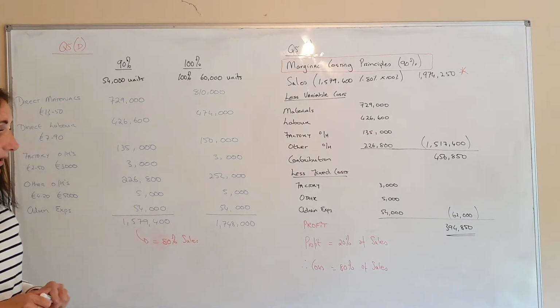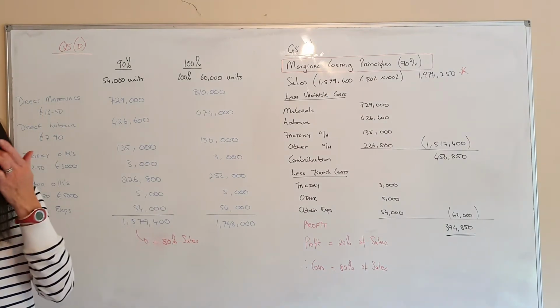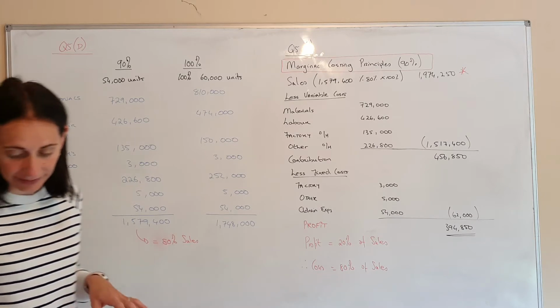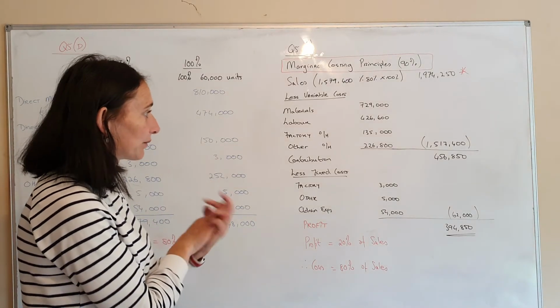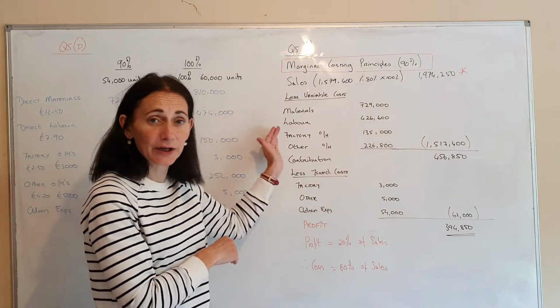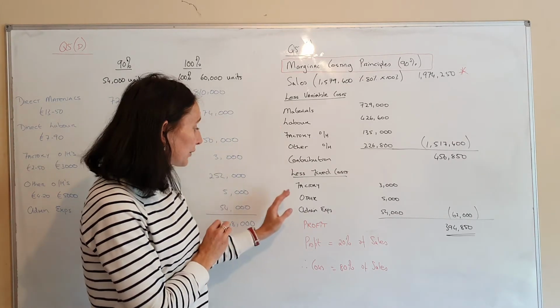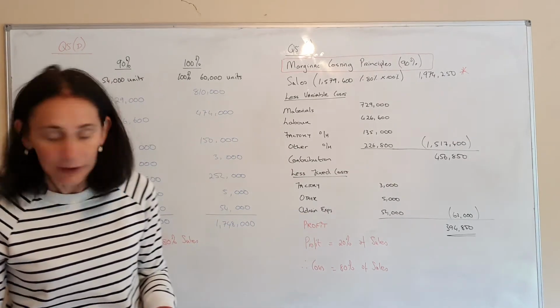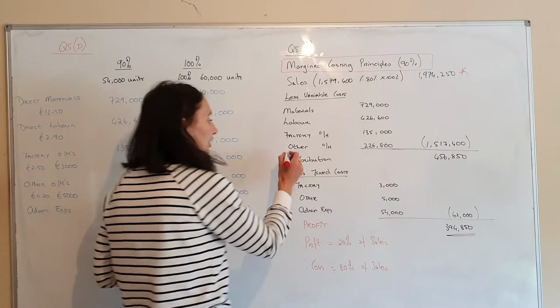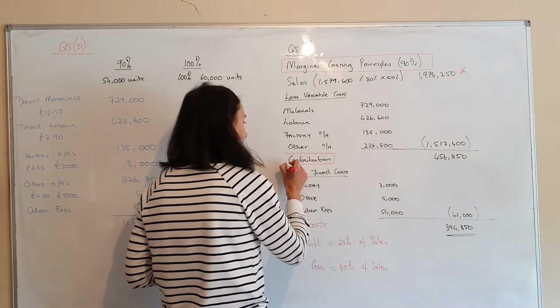That's the part that's a little bit more complicated. So that is part D or E there. So that's a marginal costing principle. So you have to put your variable costs together and you have to put your fixed costs together.